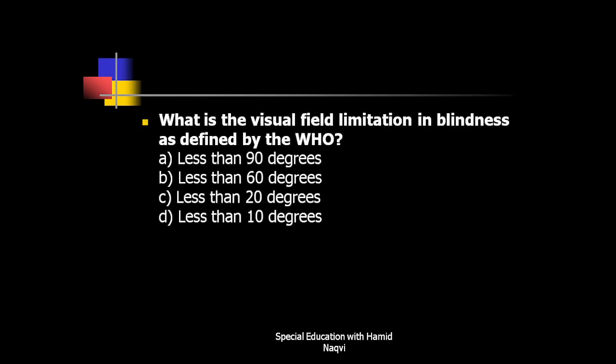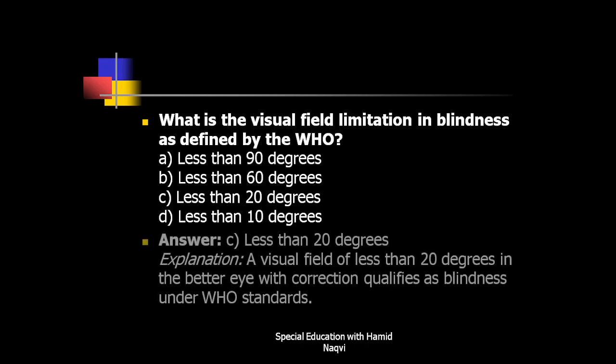What is the visual field limitation in blindness as defined by WHO? Less than 90, less than 60, less than 20, or less than 10 degrees? The answer is less than 20 degrees. A visual field of less than 20 degrees in the better eye with correction qualifies as blindness under WHO standards.